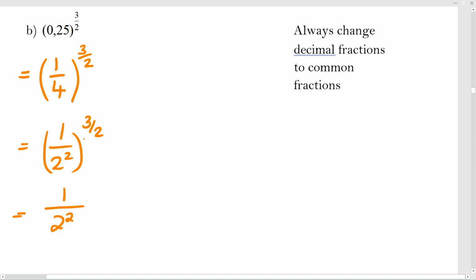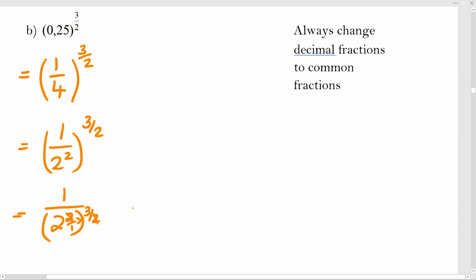Obviously, 1 to the 3 over 2 is just 1, right? So I'm not going to do anything clever there. I'm going to raise that to the 3 over 2. And then on my calculator, I could say 2 times 3 over 2. Or I could write it as 2 over 1 in there and multiply it. And that way I can see what's going to happen.